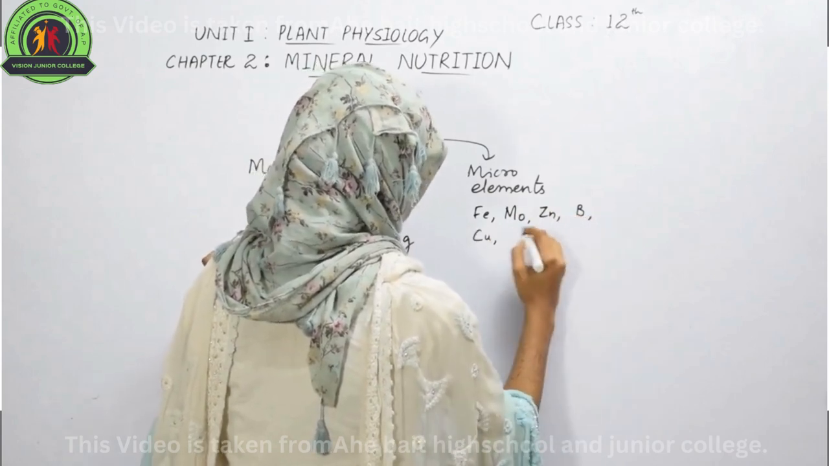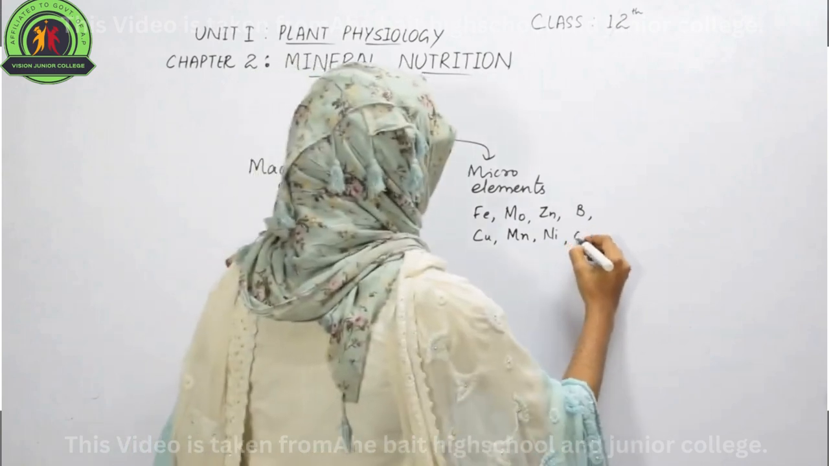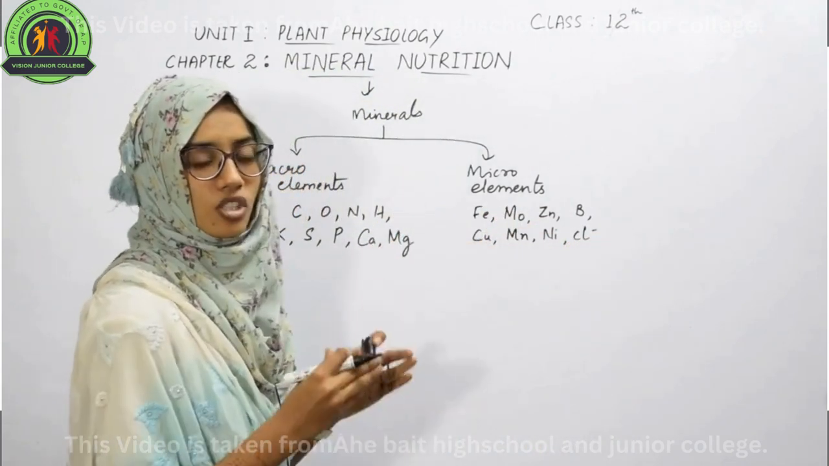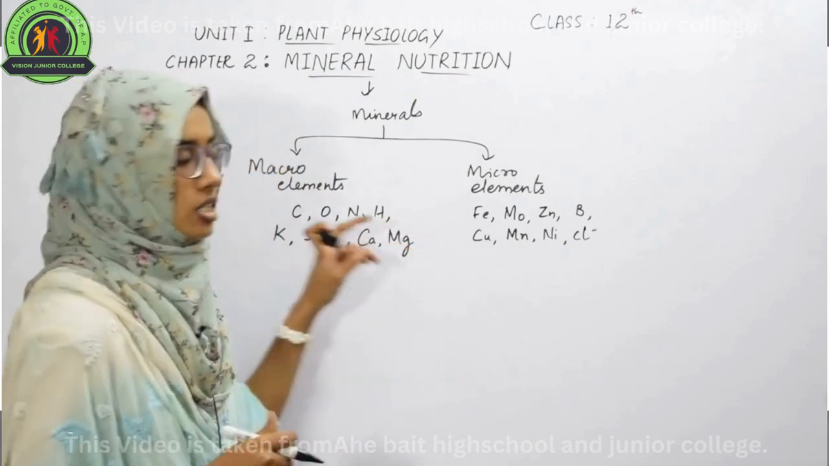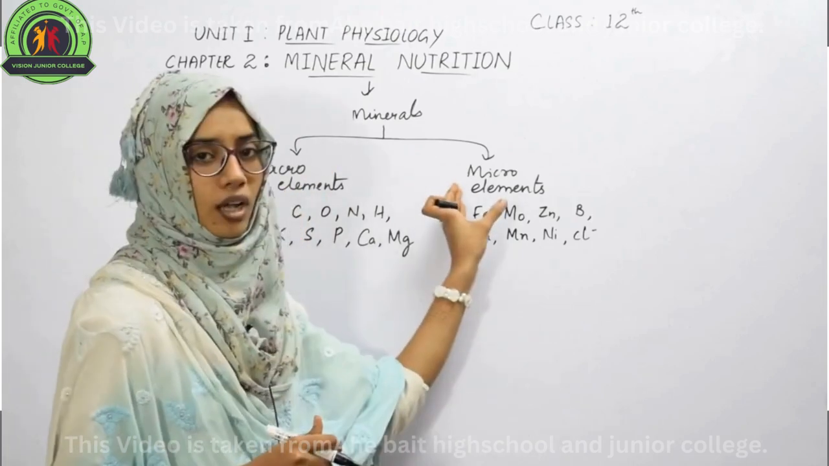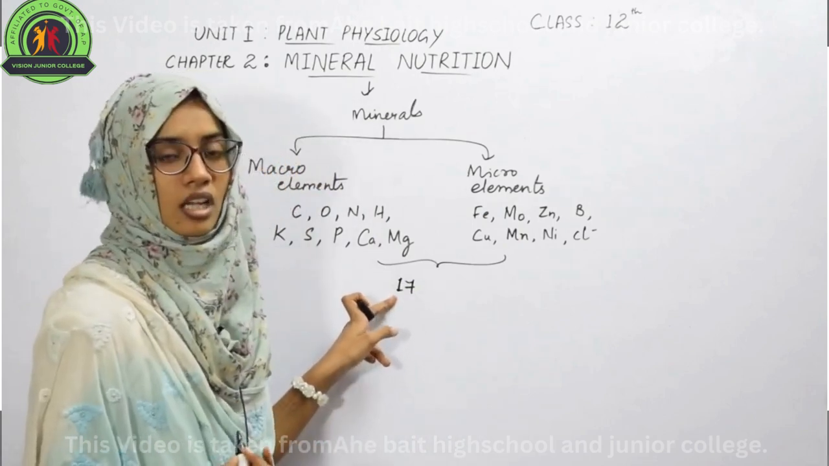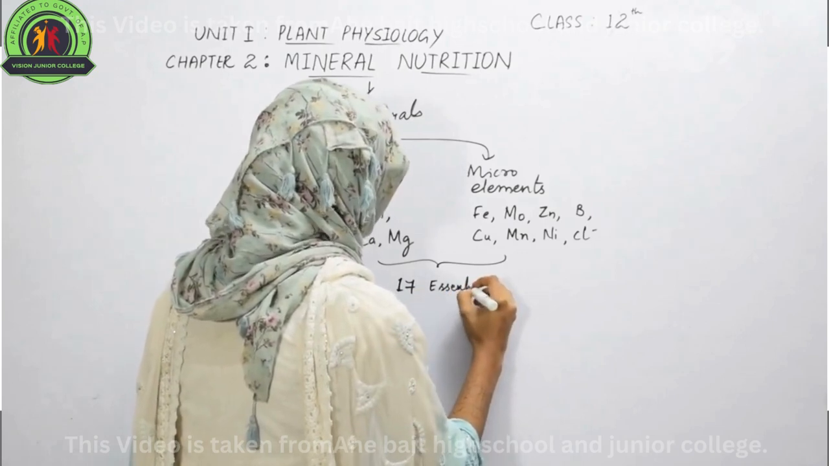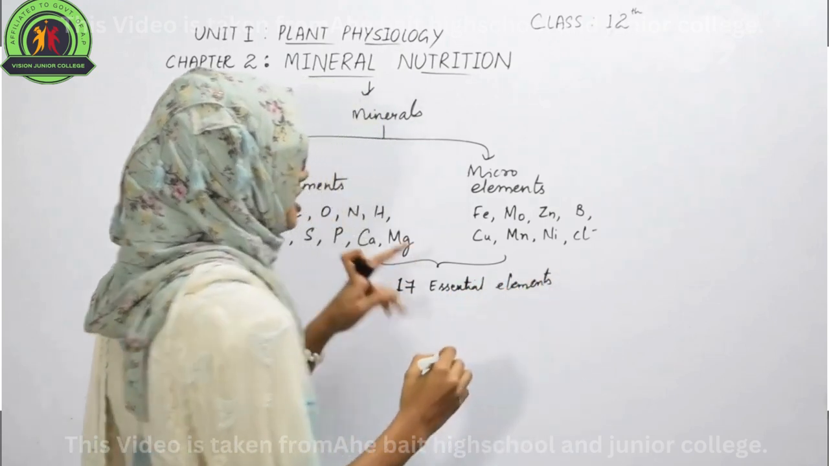boron, copper, manganese, nickel, and chloride ions. These 8 elements are considered as micro elements which are required in a lesser quantity or in the lesser amount by the plants. Now when we add up the macro and the micro elements, it shows in total the 17 elements. So these 17 elements are called as essential elements.